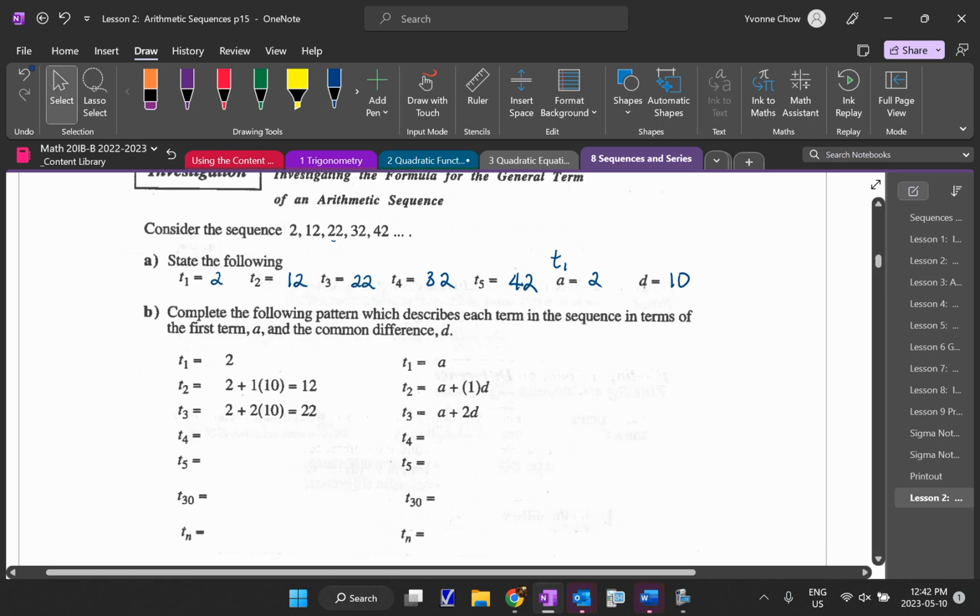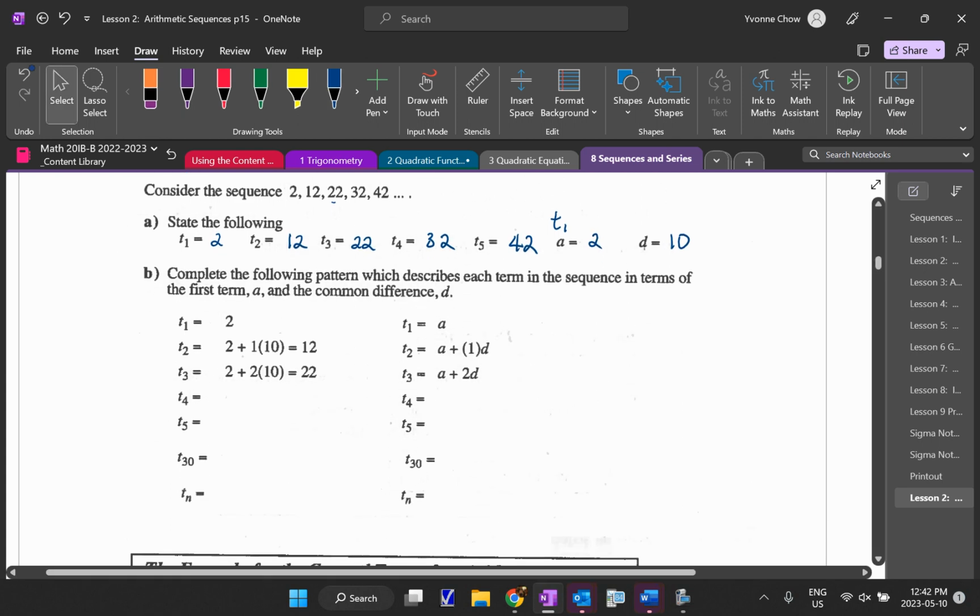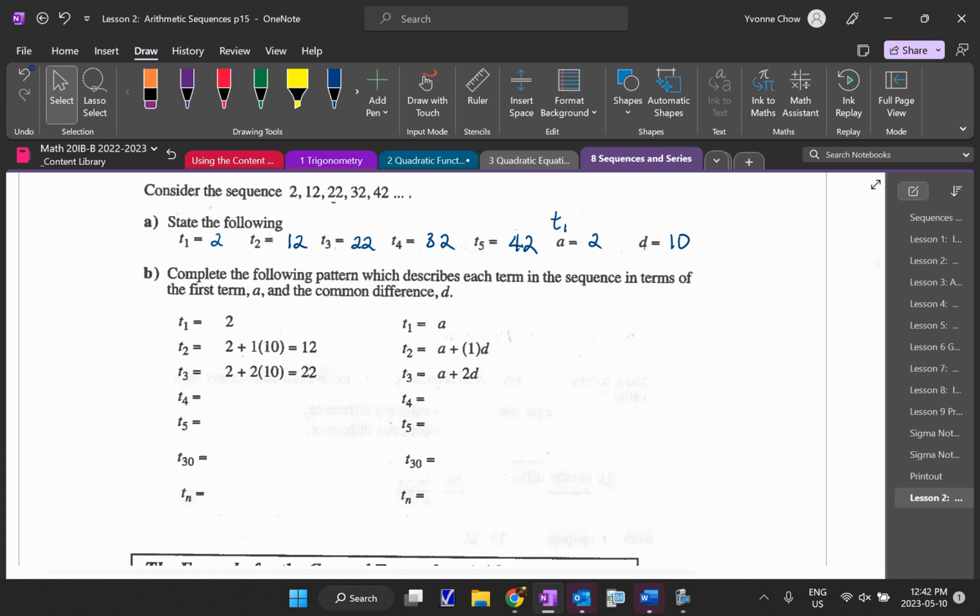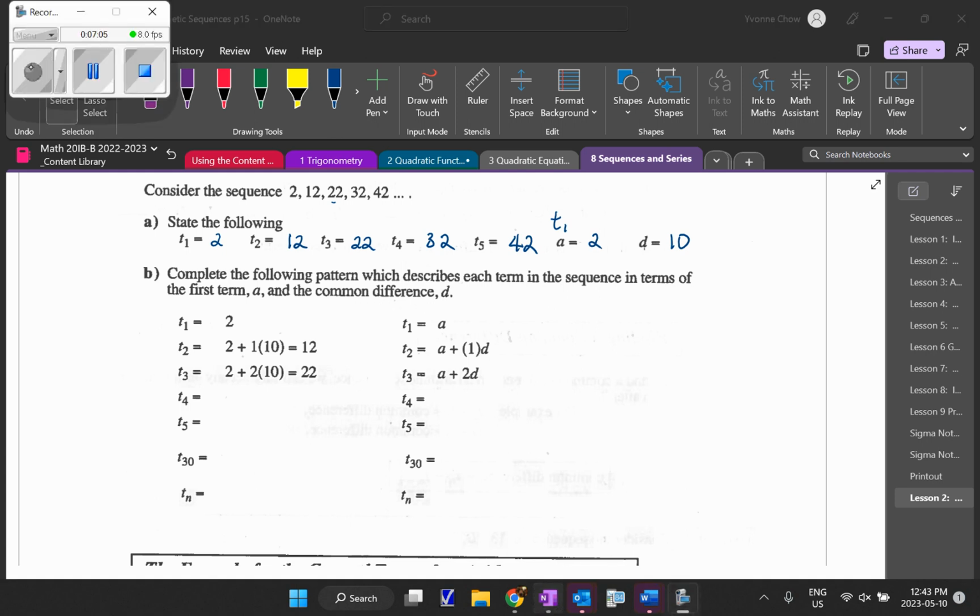So take a look at the pattern. Once again, I'm just going to hit pause and allow you time to fill those out, and then we'll reconvene and talk about those.